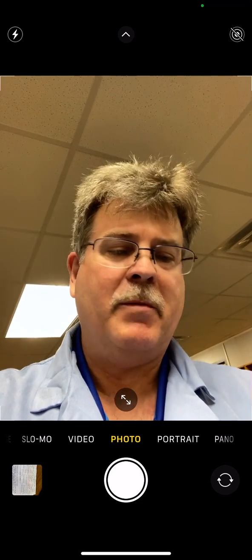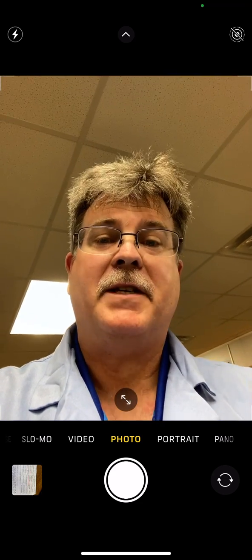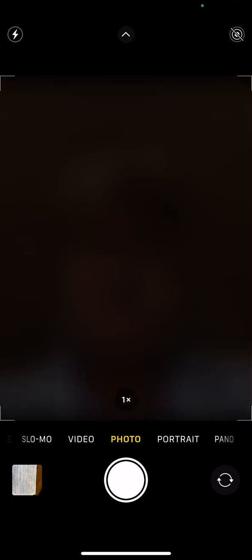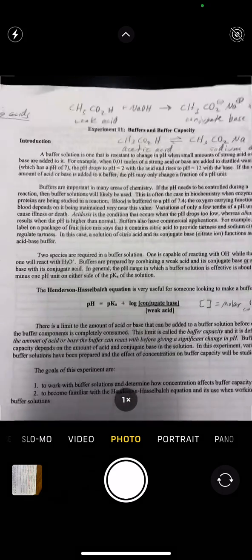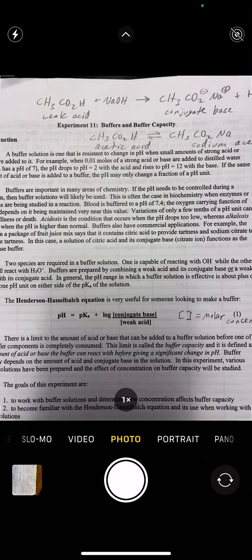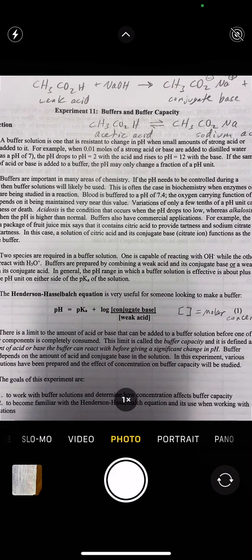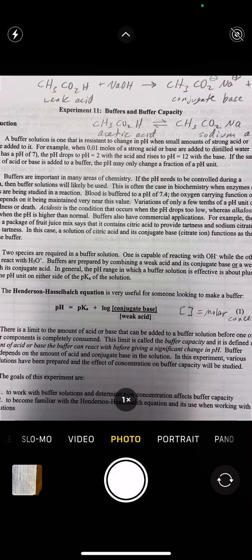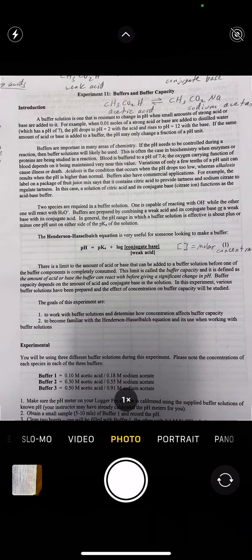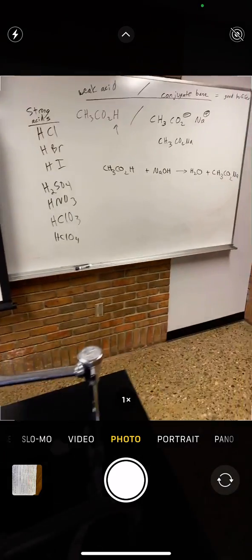This is experiment number 11, buffers and buffer capacity. So let me show you which one I'm talking about. This particular experiment, buffers and buffer capacity. Now we're going to be talking about buffers, and maybe you haven't talked about it in lecture yet, but you can read this page. It talks about it a little bit. We'll come back to this. But let me specifically talk about buffers.